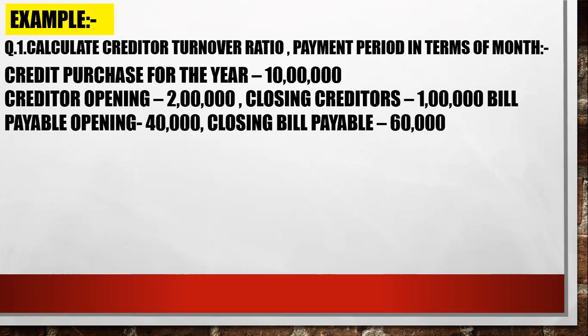Clear? Yes. Okay, next is bills payable opening and bills payable closing. Here also you have to do the same: opening is 40,000 and closing is 60,000. So 40 plus 60 comes to 1 lakh, and 1 lakh upon 2 comes to 50,000. So here you have to multiply with this, no, divide by.